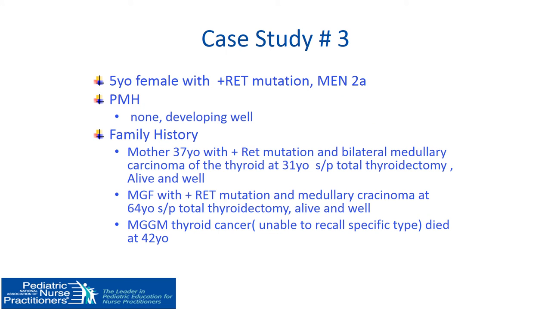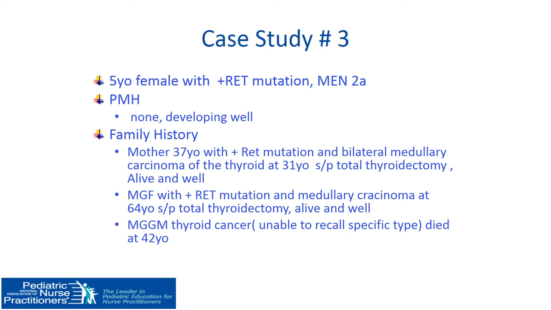The third case study is a 5-year-old female with a RET mutation, MEN2A. Past medical history, she's been normal, developing well, no problems. Family history is, her mother's 37 years old. She has a RET mutation. She had bilateral medullary carcinoma of the thyroid at 31 years old, and she's status post a thyroidectomy, and she's alive and well.